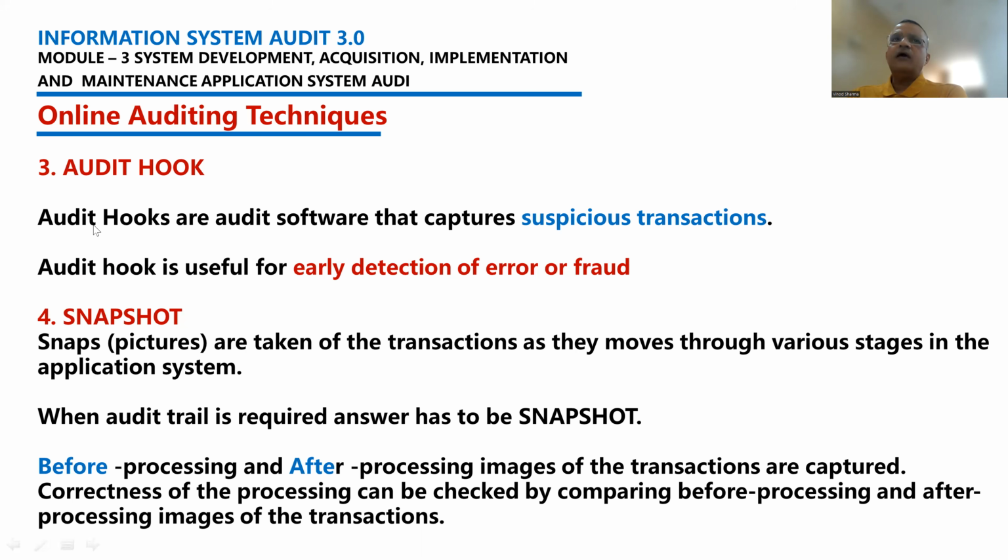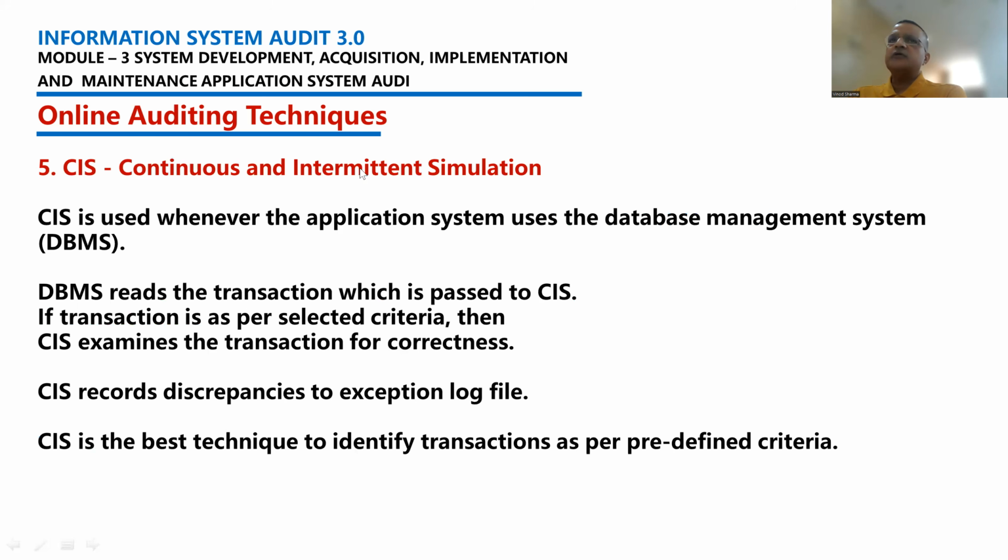Then we have the fourth one, which is continuous and intermittent simulation. This is very important. Now, CIS is used whenever the application system uses a database management system. If an application is connected online or in real time with the database, then the only thing which can be used as an online auditing technique is continuous and intermittent simulation.